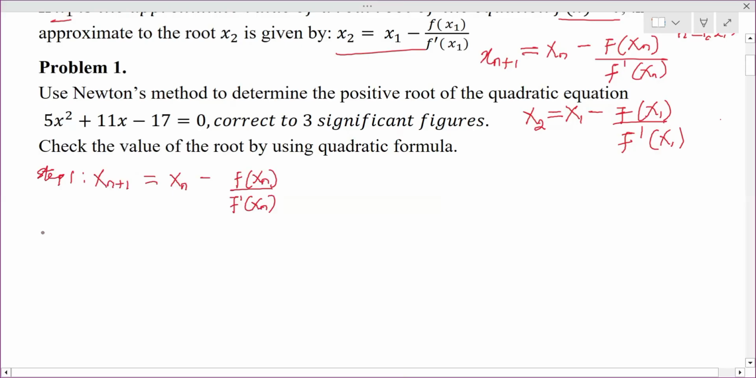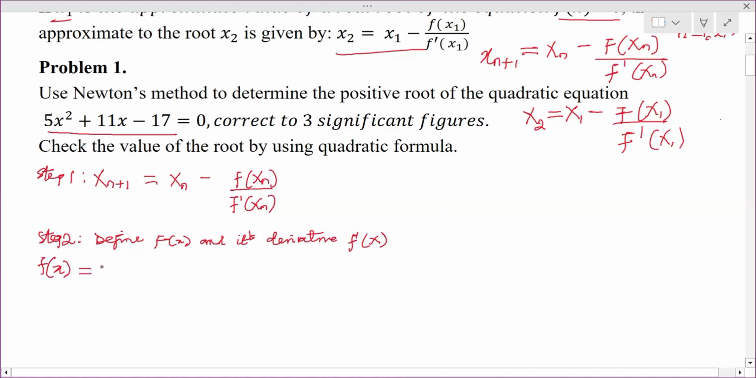So the next step, which is step 2, is to define your f of x and its derivative, that is to say, f prime of x. So from this question here, our f of x is equal to 5x squared plus 11x minus 17. So this is f of x.